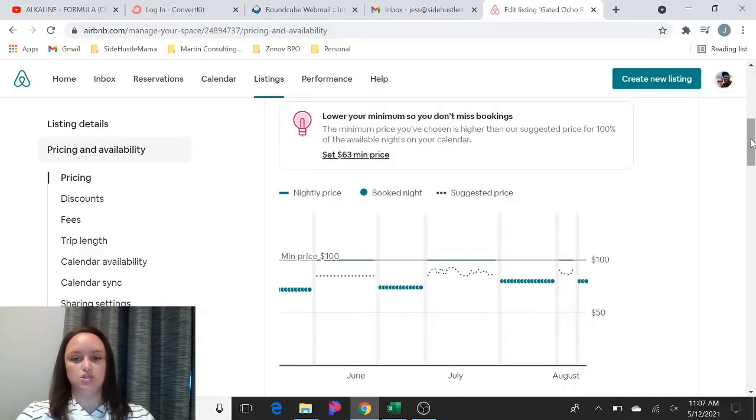This is kind of cool. It shows how many nights you've booked, and based on discounts it shows what was actually paid for those nights.